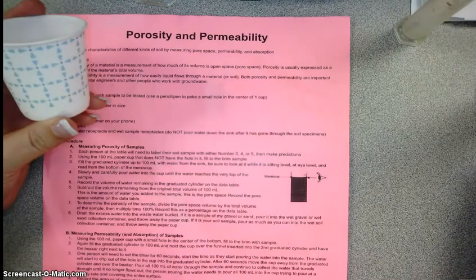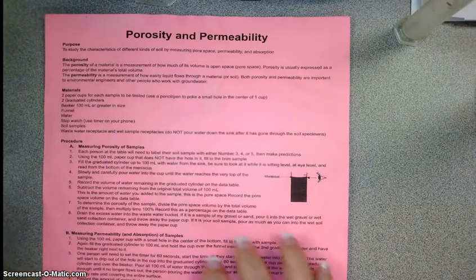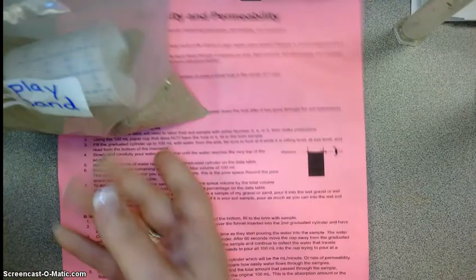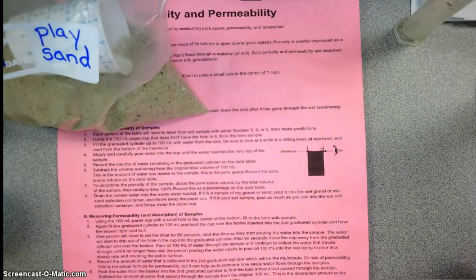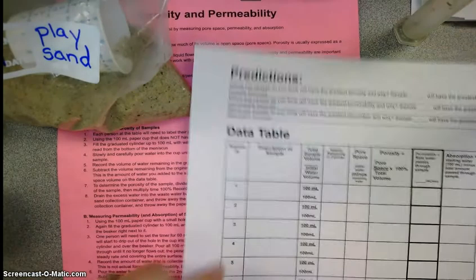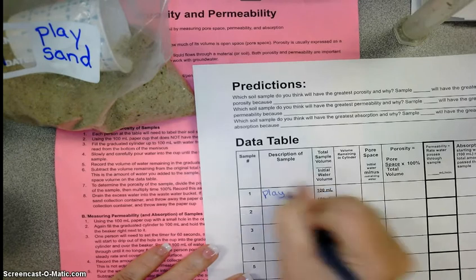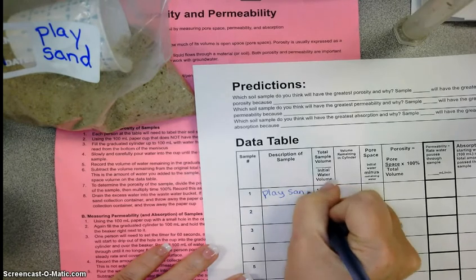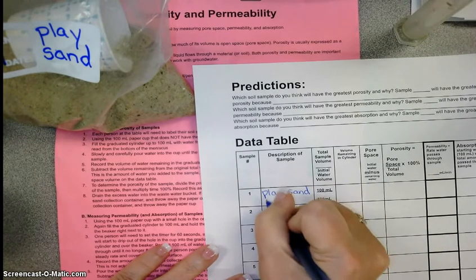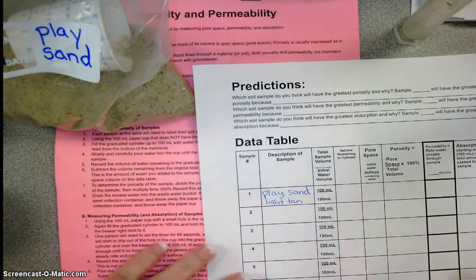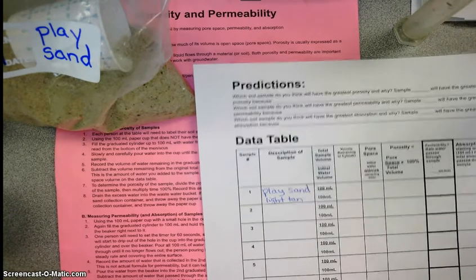We're going to fill this to the brim with a sample. This is going to be sample 1, play sand. So on your data table, you're going to write play sand. Now, we might say it is light tan. Okay, so a little description of the sample.